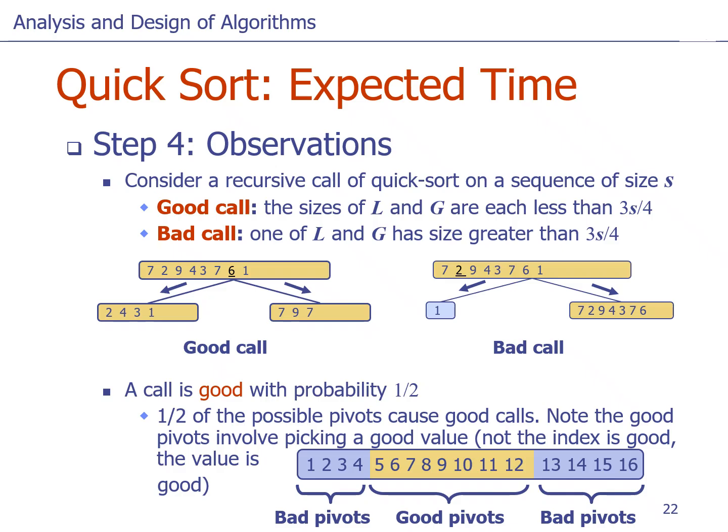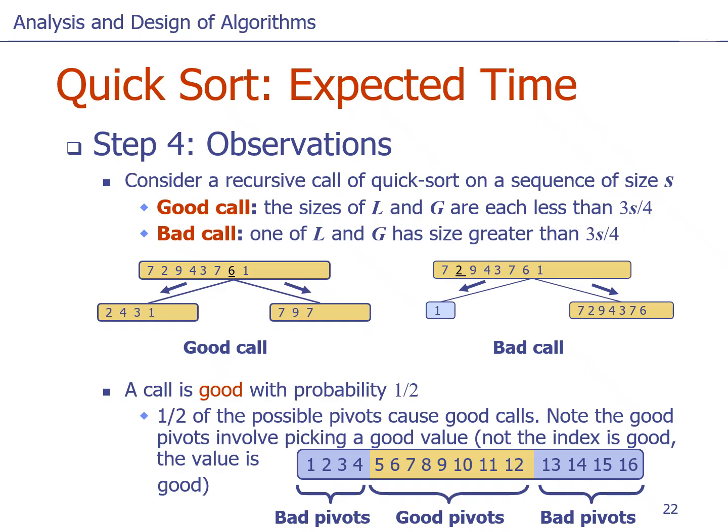Any one of those values is really bad, because the L or the G will be more than the 3/4. For example, if I get the 15, I will have the G having 16 alone, and the L will have the rest from 1 to 14. If I get 13, I will have the G having 14, 15, 16, and the L will have the rest from 1 to 12. Okay? So there are good pivots and there are bad pivots.